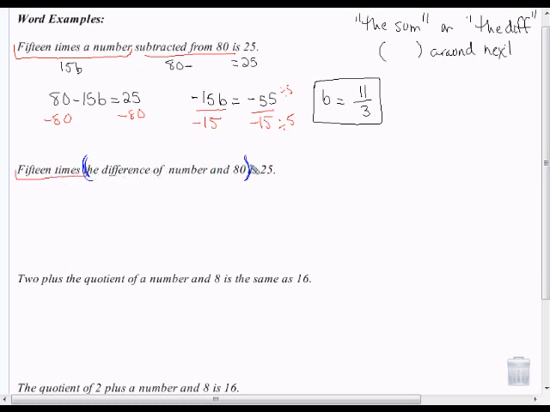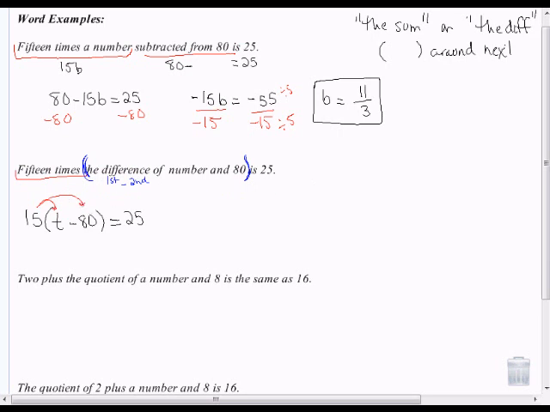This one is 15 times the difference of a number and 80. Whenever you see the difference of a number or the difference of whatever comes first minus whatever comes second. Okay, so the difference of means first minus second, just so you know what order to put them in. So this is going to be 15 parentheses t minus 80 equals 25. So you can see they're very different problems.